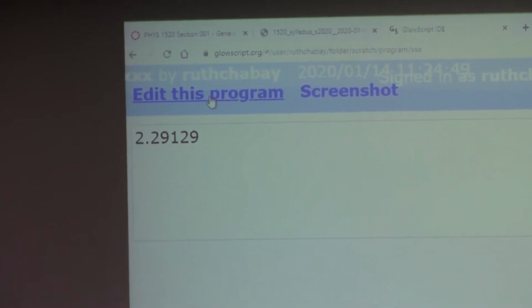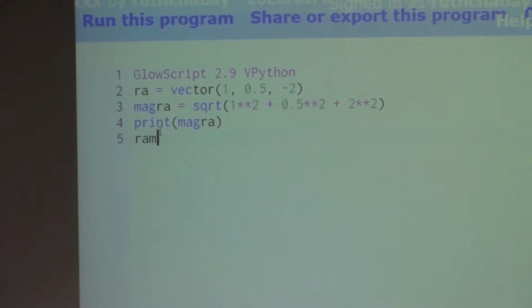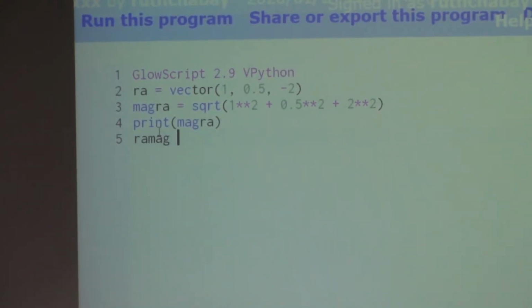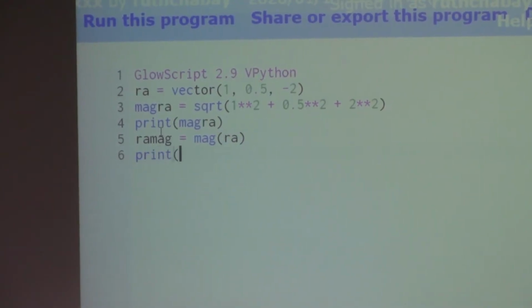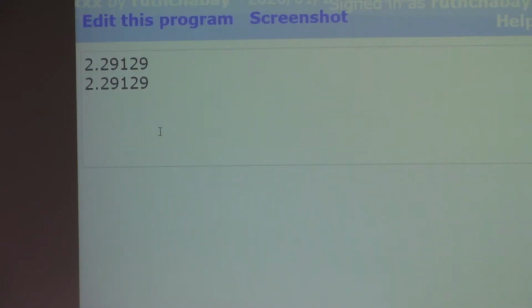2.29, and as you so cogently point out, this is a lot more work than we have to do because since we are doing this all the time, we can just use the function mag of RA, and we didn't have to do all that work because VPython knows how.